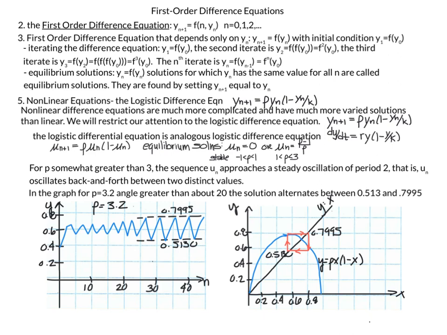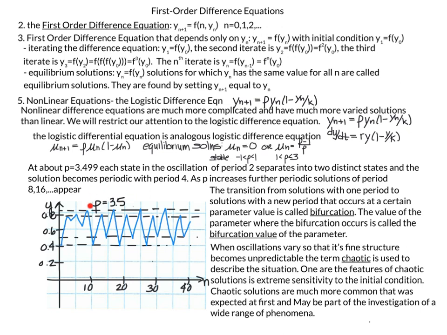If we look at the cobweb diagram, starting with an initial condition of 0.3, we get to 0.7995. Then we plug that in as our x, come down to our solution curve, and that gives us 0.5130. When we go across to let x equal our last y, we're back at 0.5130, so we go back up to 0.7995, and we're in this closed loop. That's what this oscillation looks like.